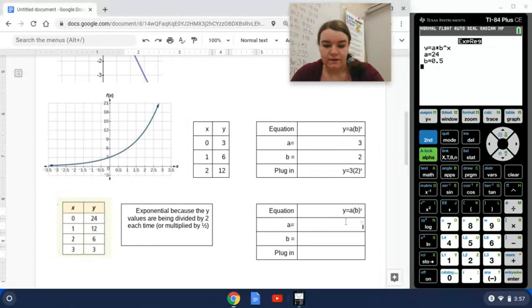So now I have A is 24, B is 0.5 or 1/2, whichever you prefer. So now when I plug this in, I get y equals A is 24 times our B, which is 0.5, all of that raised to the x. So there is my equation. Easy way to get an equation without really doing much work.